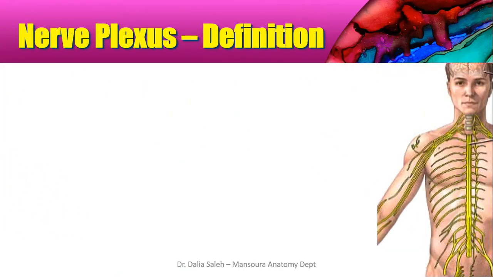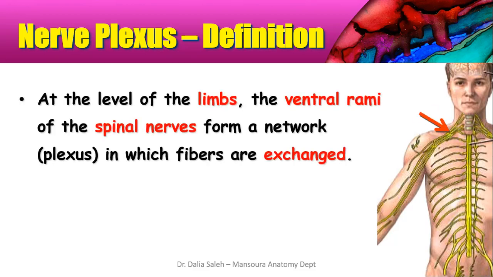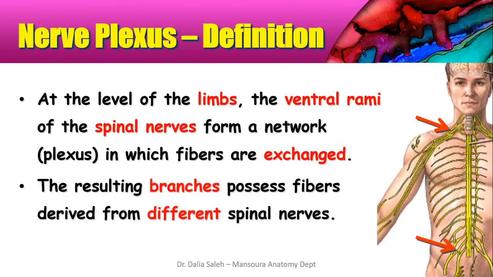At the beginning, we should know what is the definition of the nerve plexuses. At the level of the upper limb and lower limb, the ventral rami of the spinal nerves communicate together and form a network into which their nerve fibers are exchanged together. The resulting branches of this network possess fibers derived from different spinal nerves.